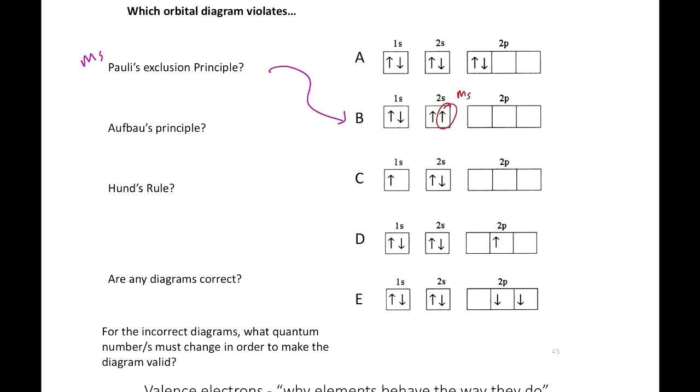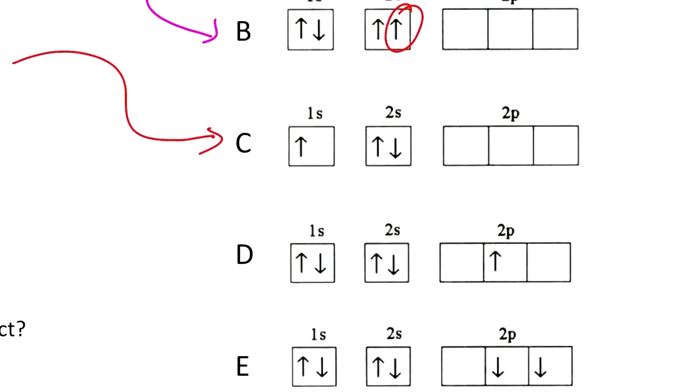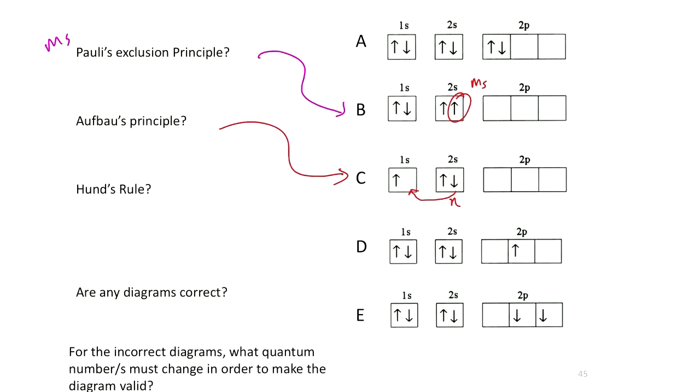All right, which diagram violates Aufbau's principle? Aufbau means building up, so which one does not build up? C, yeah, so C. How could we make this diagram correct? If I moved this electron over there, what quantum number am I changing if I do that? To move that electron from a 2s to a 1s, which number changes? n, yep, n changes. Okay. All right, which diagram violates Hund's rule? Diagram or diagrams?